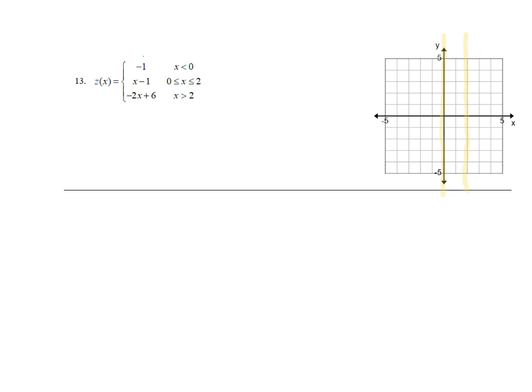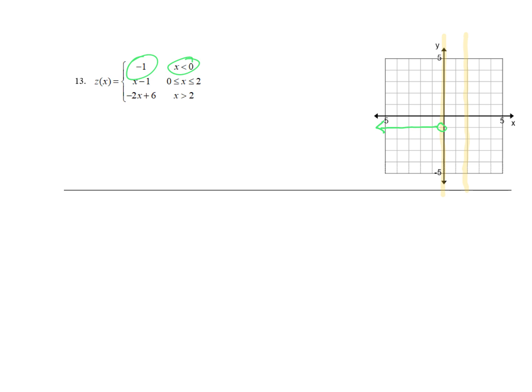The first section is defined to the left of 0, x is less than 0. That section is defined simply as negative 1. That makes it a horizontal line. At negative 1, this does not have an equal to. x is less than 0, no equal to, so we're going to put an open circle at negative 1, and we're going to draw a horizontal line on the left side. So that takes care of that.